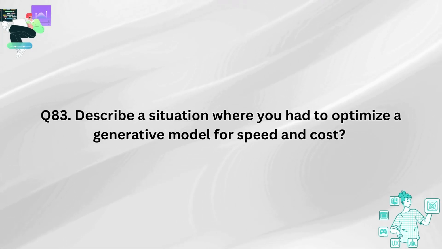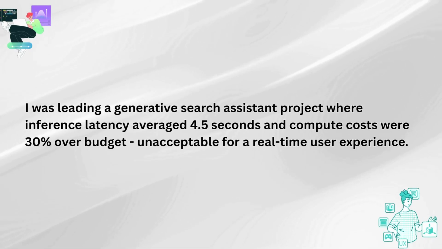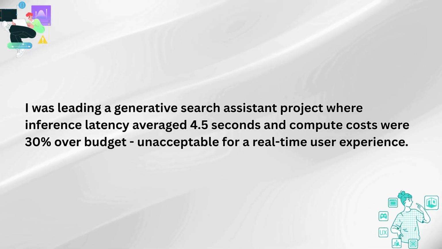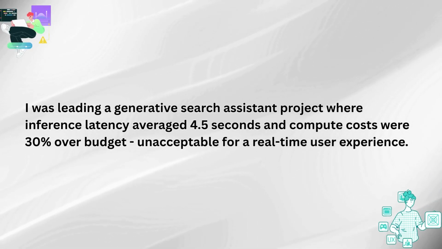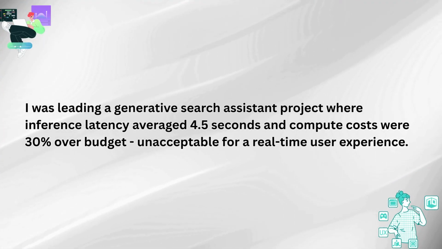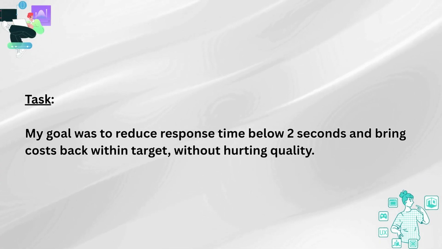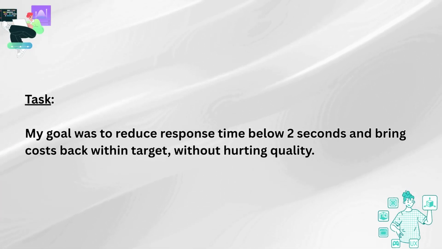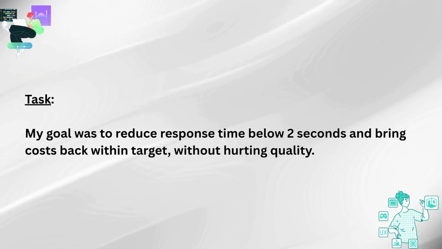Describe a situation where you had to optimize a generative model for speed and cost. I was leading a generative search assistant project where inference latency averaged 4.5 seconds and compute costs were 30% over budget. Unacceptable for a real-time user experience. Task: my goal was to reduce response time below 2 seconds and bring costs back within target without hurting quality.